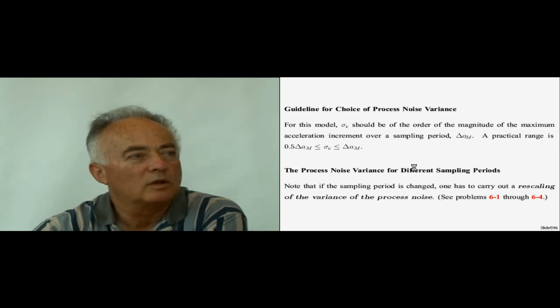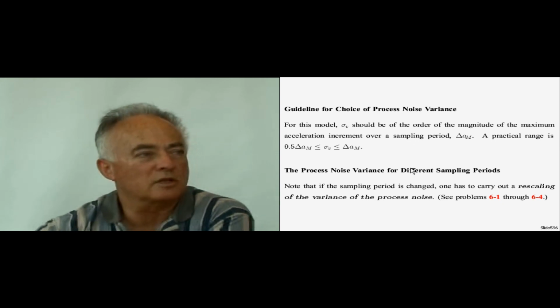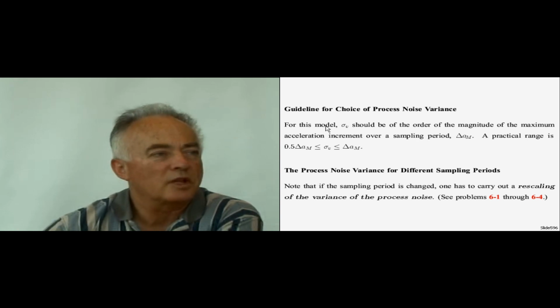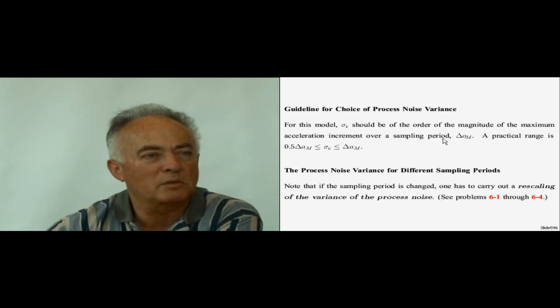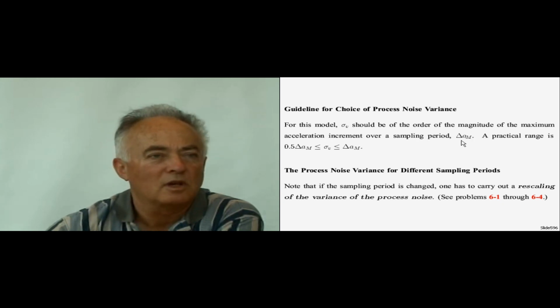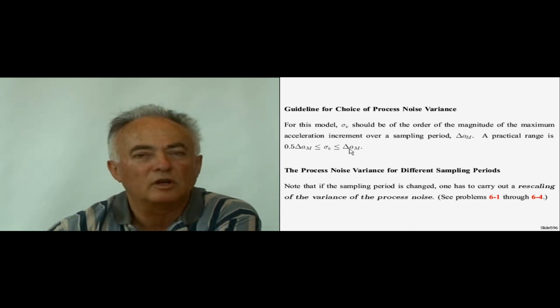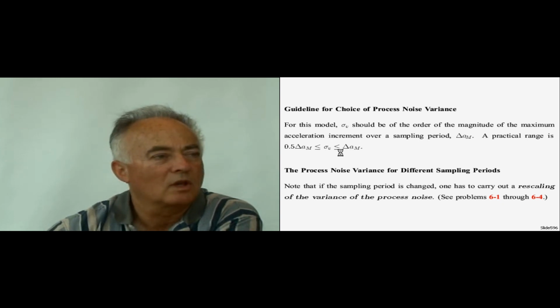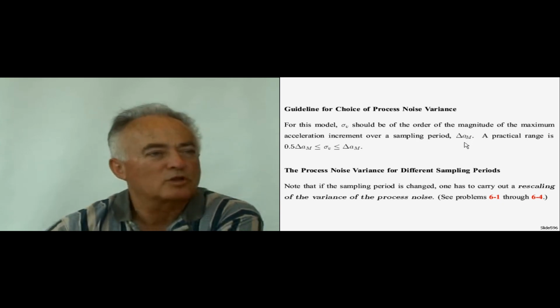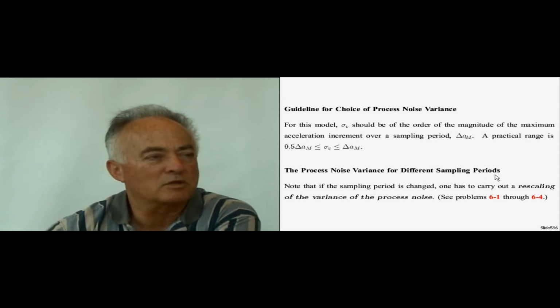Now, the choice of the process noise variance. The standard deviation sigma v should be of the order of the magnitude of the maximum acceleration increment over a sampling period, delta a_m. And a practical range is sigma v between half and full value of delta a_m. Clearly, we said increment over a sampling period, so for different sampling periods, this model would need a rescaling of the variance of the process noise.